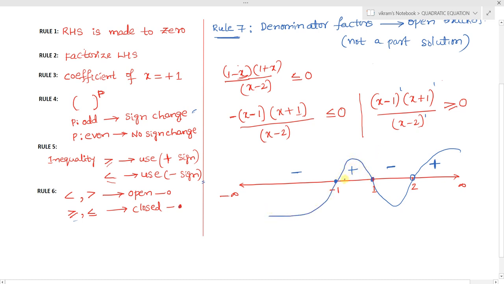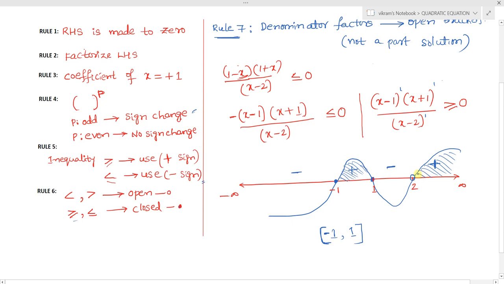So we have the intervals: one from -1 to +1, and another interval from 2 to infinity. We can write the first as -1 comma 1. -1 and 1 are represented with dots, so they are included in the solution. Then we use square brackets, that means closed braces.